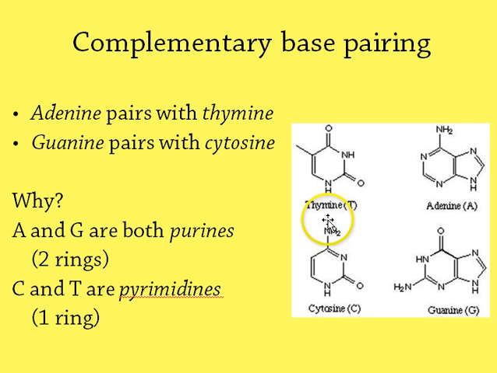And this reminds us again, adenine, thymine, cytosine, guanine, right? We're going to talk more about that, but you might notice that some of them only have one ring in their structure, whereas others have two rings.